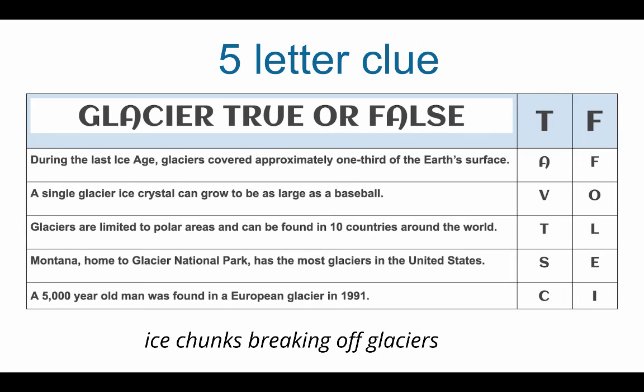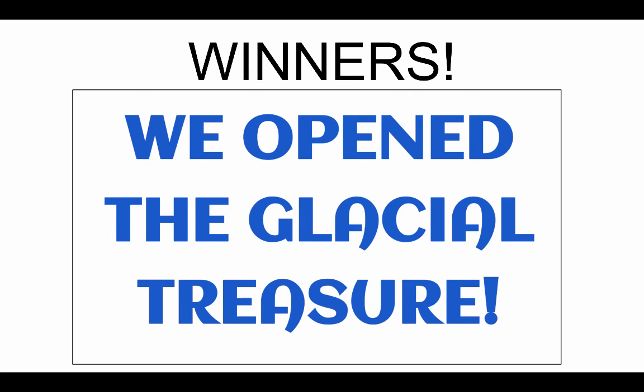Once students find out the answers to the true or false, they will see that the letters A, V, L, E, and C are used for the 5-letter clue. By looking up ice chunks breaking off glaciers and or looking at the video from the QR code, they will find that the word is CALVE, C-A-L-V-E, the 5-letter clue.